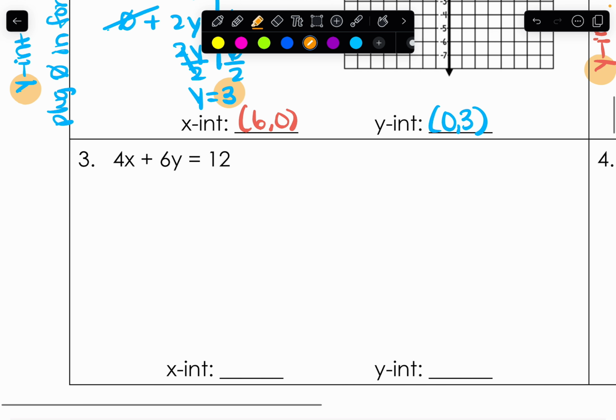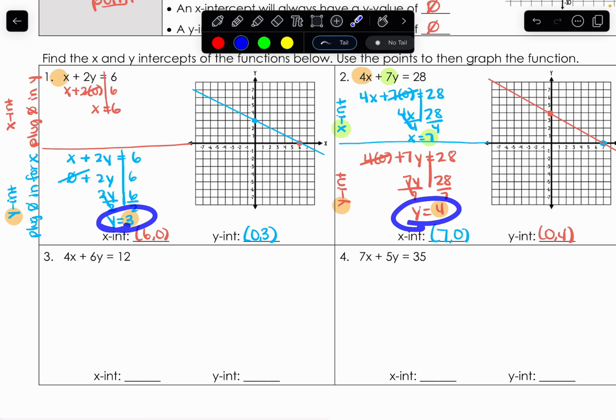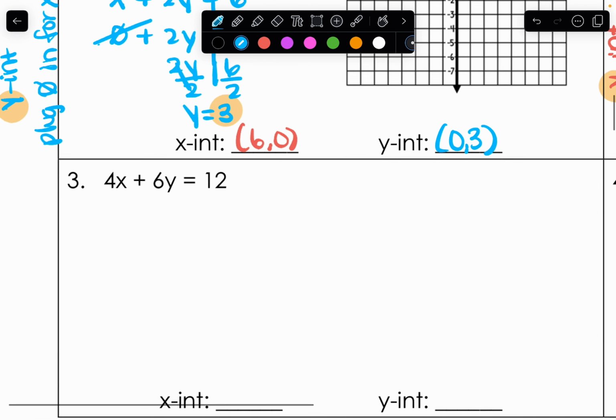So let's continue. Another student asked, how do you know which one you're solving for if you're just plugging zeros into random spots? Well, think of what you end up with. X equals here, x equals here. When you're done solving the equation and you end up with x equals, you have solved for the x-intercept. Here, when you're done solving the equation, you ended up with y equals, so you have solved for the y-intercept. Just little things that you can use.